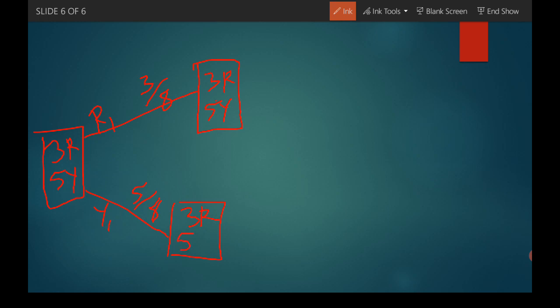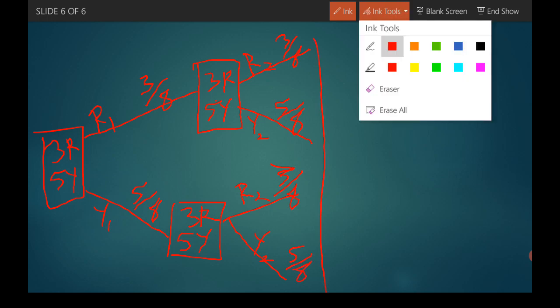5 are yellow. Then you pick out on the second picking, red, the probability will be equal to 3 out of 8. Even here, yellow will be 5 out of 8. Likewise, red on the second picking, when the first one was yellow, the probability will be 3 out of 8. And then yellow on the second picking, the probability will be 5 out of 8. So once you have that, then you can answer our questions.